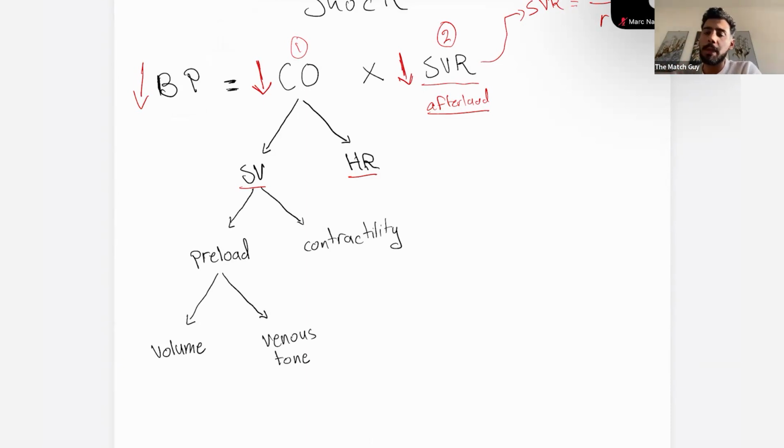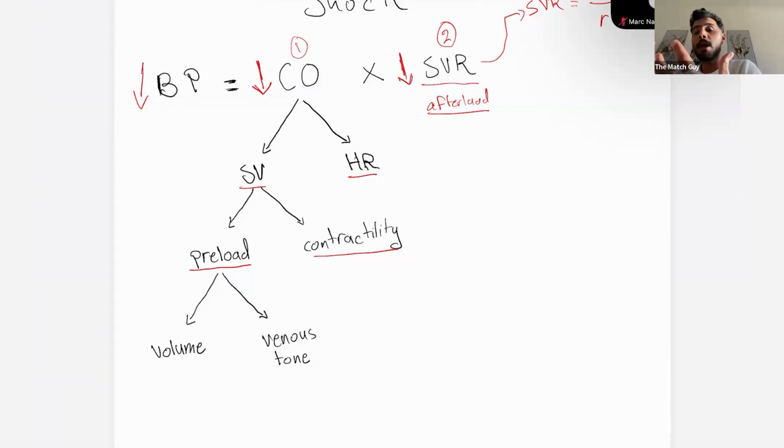The stroke volume is dependent on two different variables. So what determines the stroke volume, or what determines how much blood we are pumping in one heartbeat? It depends on two things: number one, the preload, which is a very important concept that we have to understand, and number two, the contractility. And once we start going through the shocks, I'm going to reflect back on this diagram to put everything into place and integrate everything.